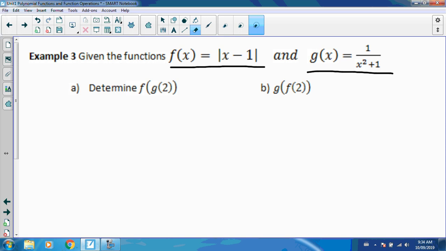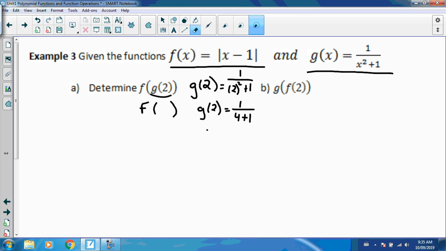So I'm determining the f of g of 2. So I have to figure out what is the g of 2. And instead of reading it off a graph, I have to do a bit of algebra to figure it out. So the g of 2 is going to be 1 over 2, I replace the x squared, plus 1, which is 1 over 4 plus 1. And so the g of 2 is 1 over 5.